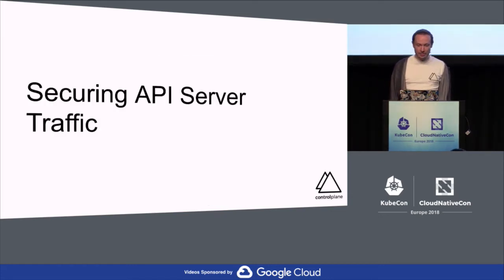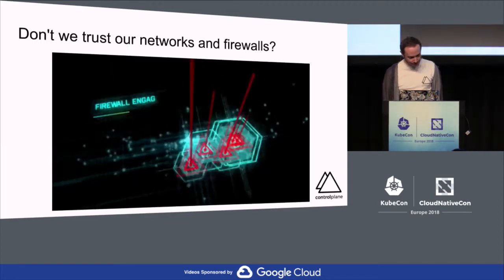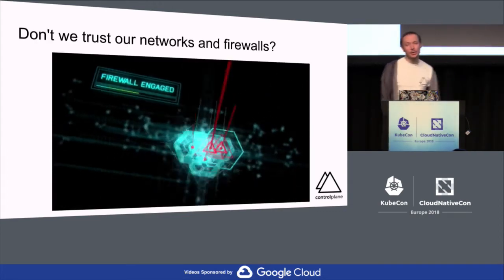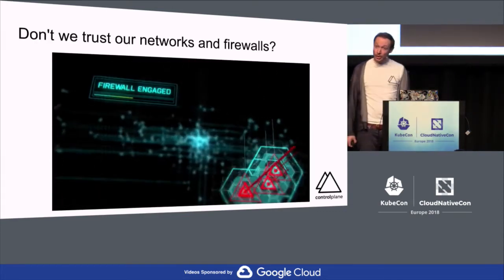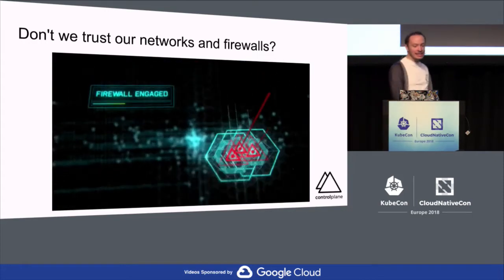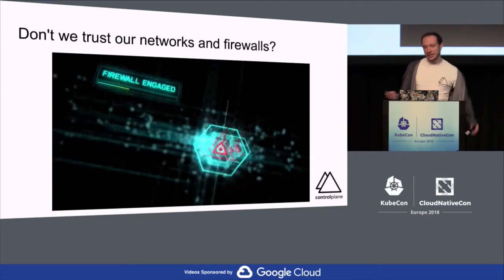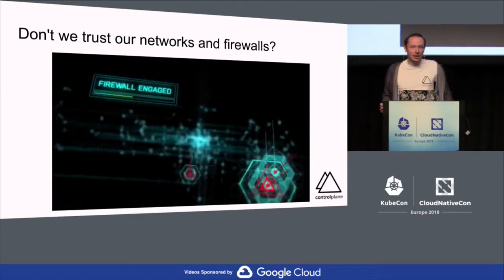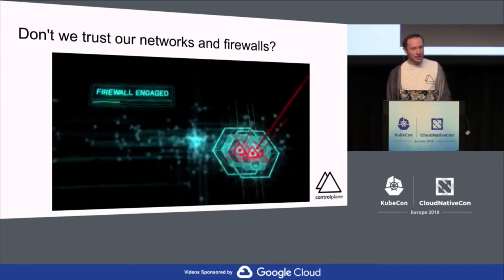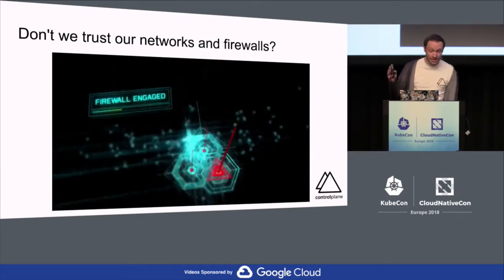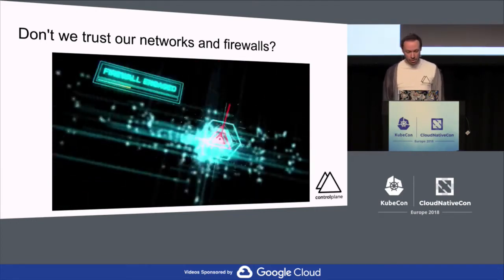So, securing the API server traffic. Do we trust our networks? Well, frankly, no. And why should we? If a malicious actor gets inside the perimeter, they have access to everything behind it. Phrases such as perimeter and DMZ are old-school network security language that should raise flags in a cloud-native environment.